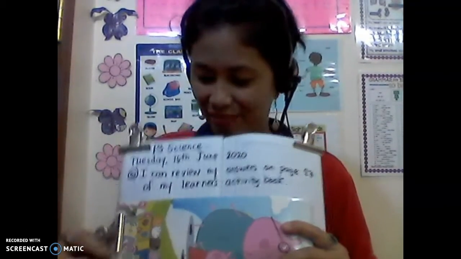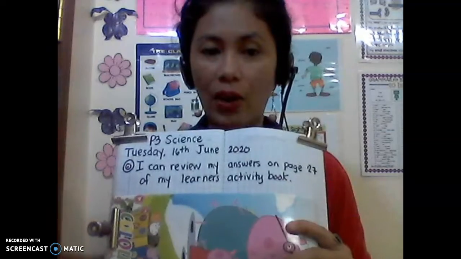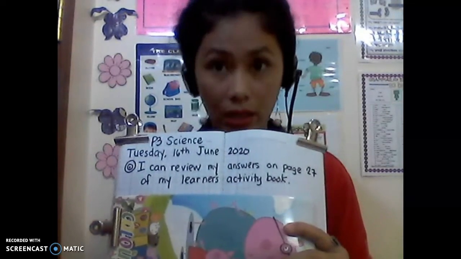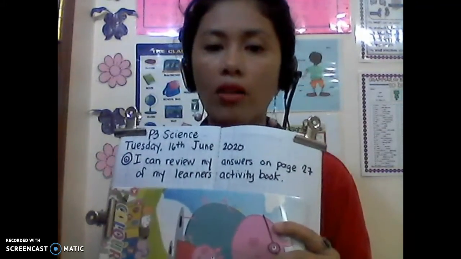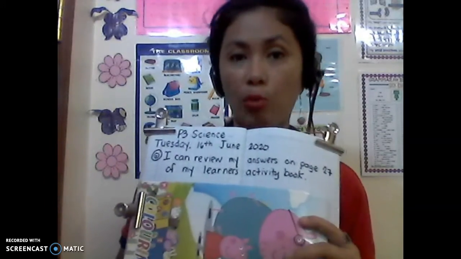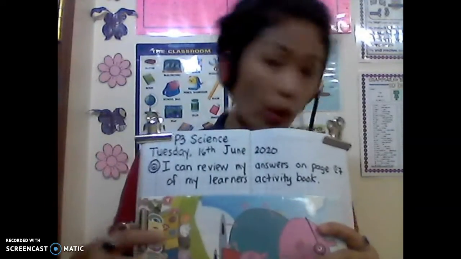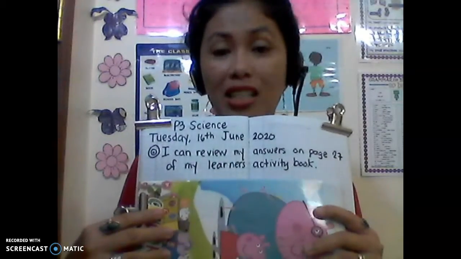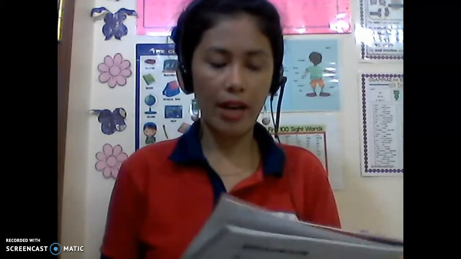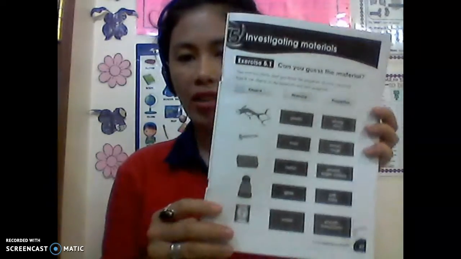Okay, so here again, our learning target for today is that you can review your answers in your learner's activity book, page 27. So teacher is going to get the book and please, we will answer it together. So it's your homework, right? A few days ago. And so here is your activity book.